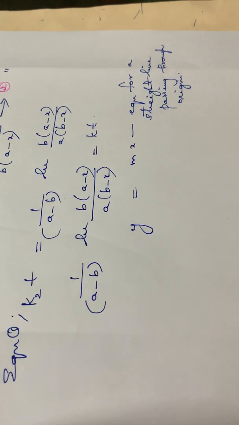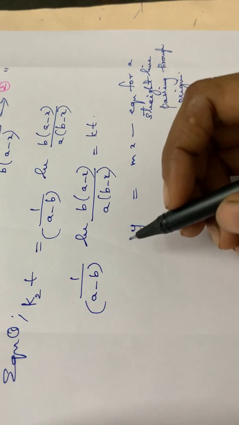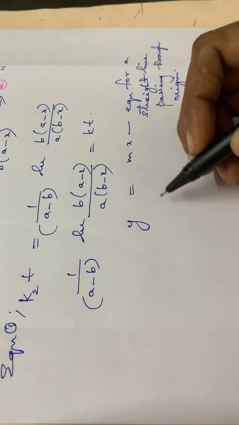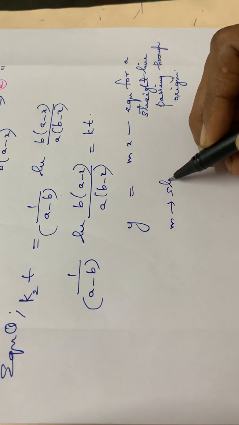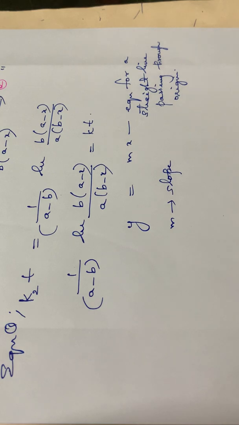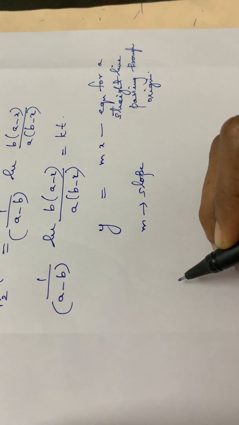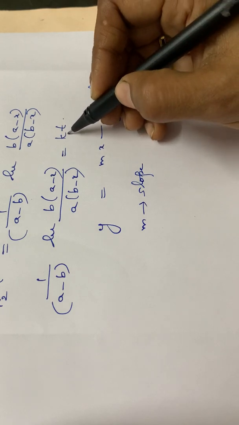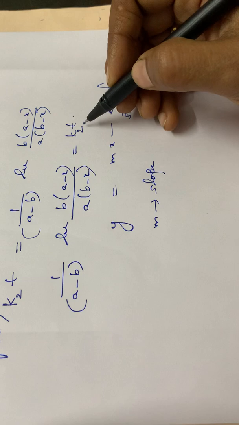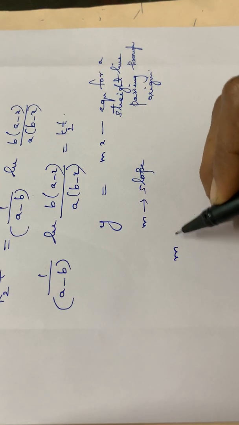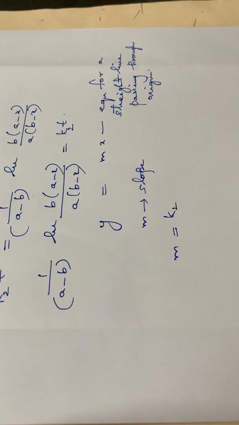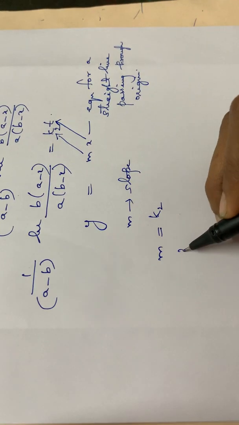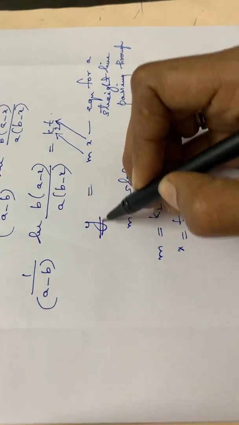So this is an equation for a straight line. Then you have to identify what is x, what is y, and what is m. M is the slope of the straight line, isn't it? So here m is the slope of this equation, that is equal to k2. So m corresponds to k2, and what about x? x corresponds to t, and what about y?